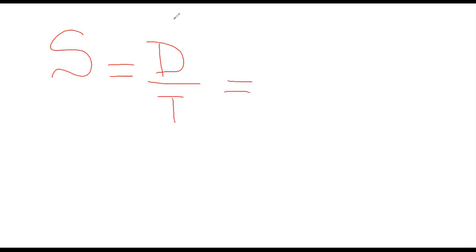Let me explain. You know the formula that speed is equal to distance over time. Am I right? It's a very basic formula that the speed is distance over time. If you're looking for the distance, that is speed into time. So this is the other format of the same formula.